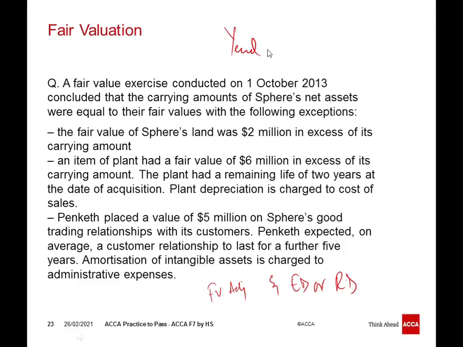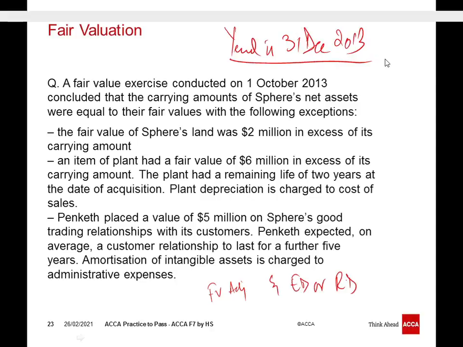Company's year end is 31st December 2013.